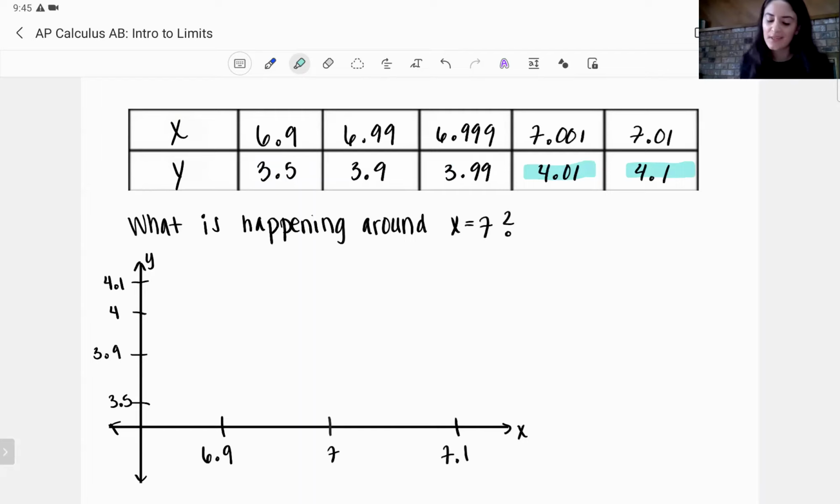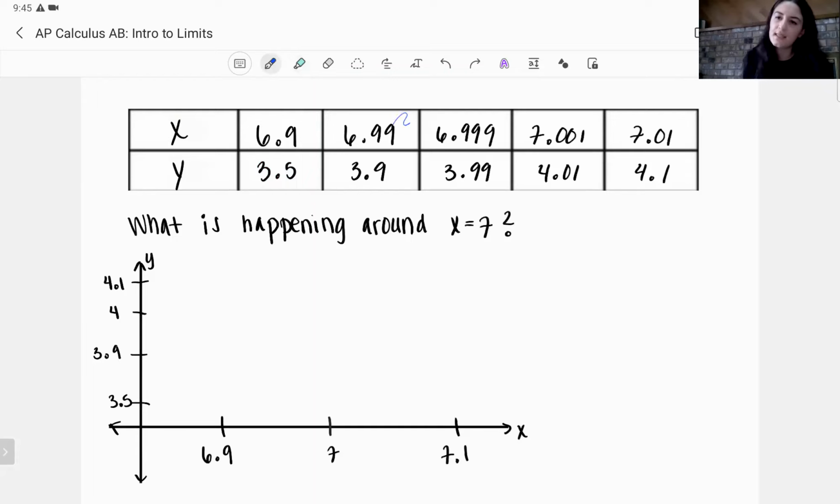You might see that these y values are getting kind of close to some number. So I want you to see if you can guess right at x equals 7, what do you think the y value should be based off of this table? And so to kind of get a better idea of what's happening here, we can draw a picture.